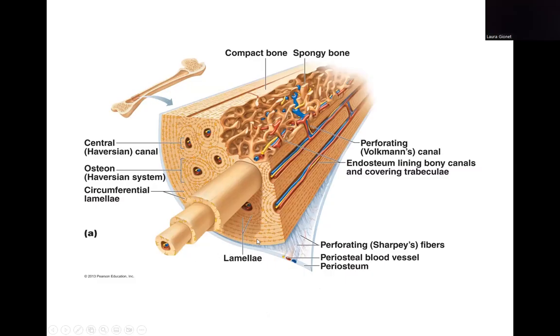Okay, then you go deep to that, and you now see the hard matrix being laid down. You can see these repeating osteons, right? Rings of a tree. In the center of each, you can see a red, blue, and a yellow: nerve, artery, and a vein.